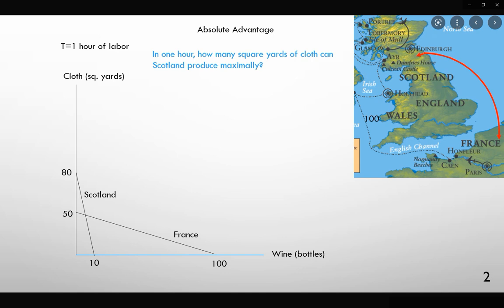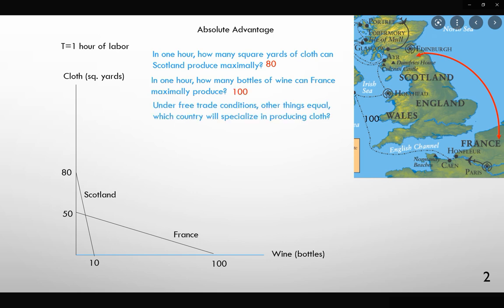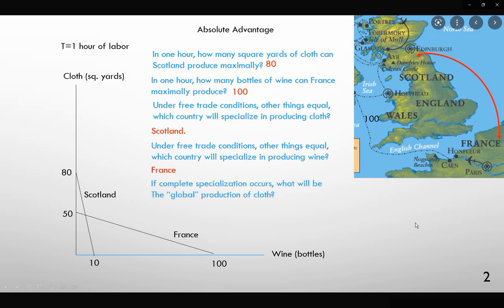I'm not going to read the questions because you can. That's right, 80. Good. Easy, right? Scotland can produce more cloth than France. And the converse is also true. Okay, pretty straightforward, right? Okay, so take a moment on that one. Hint, Scotland is producing all of the cloth.